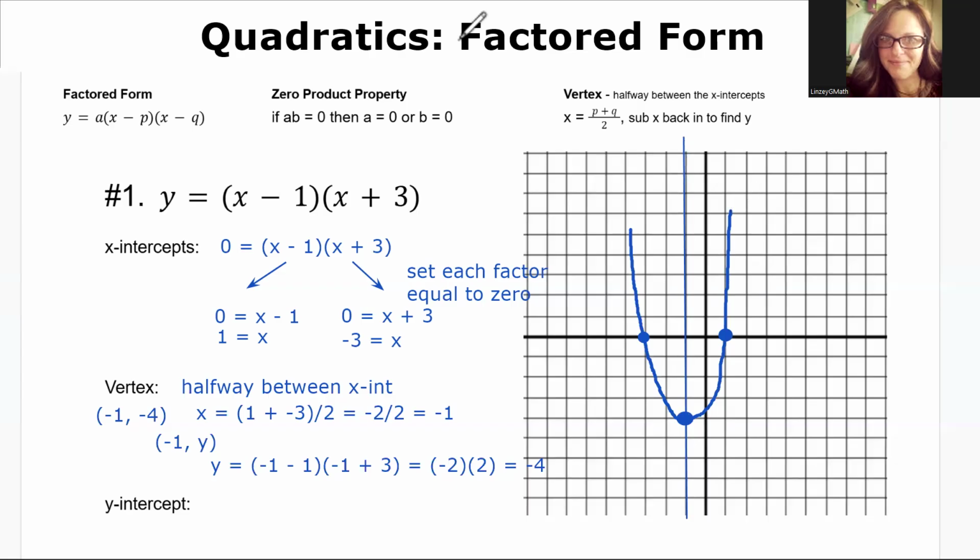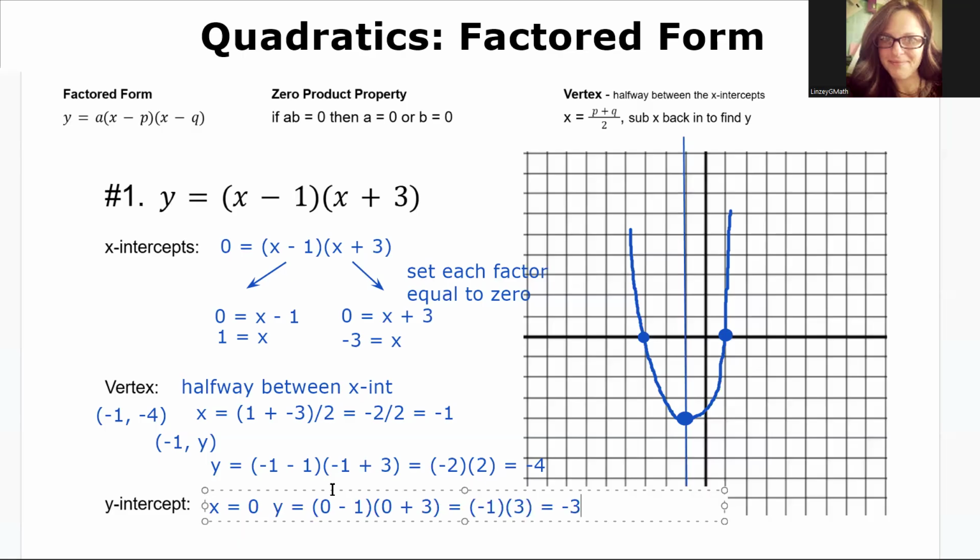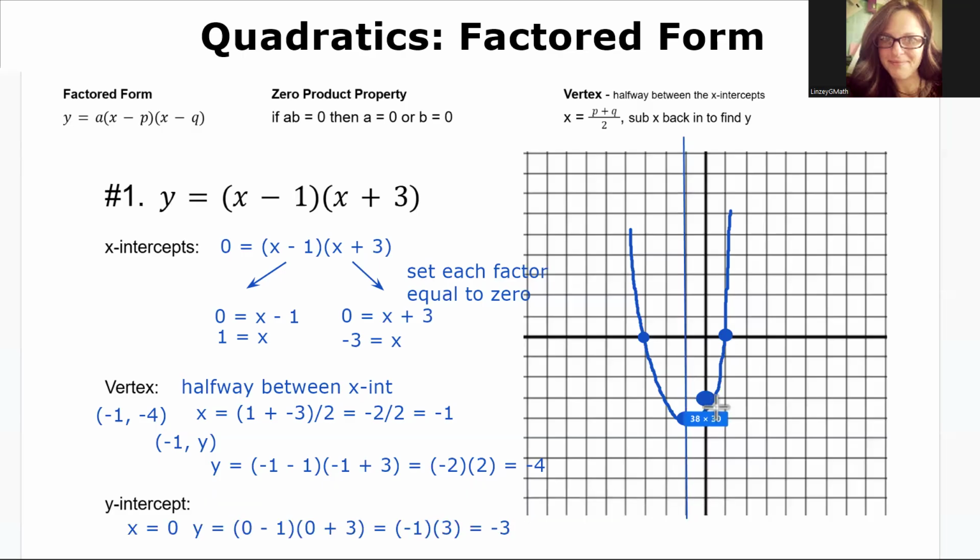You could also find the y-intercept. The y-intercept is when x is 0. So we'll substitute 0 in for x and find the y. And we get negative 3 for the y-intercept. My graph is okay. There we go. There's the y-intercept.